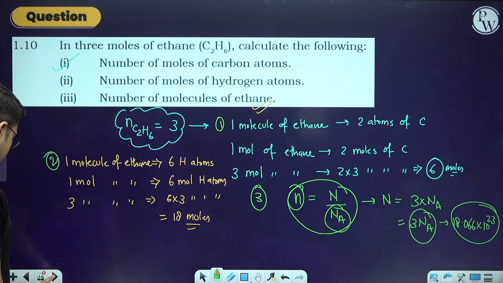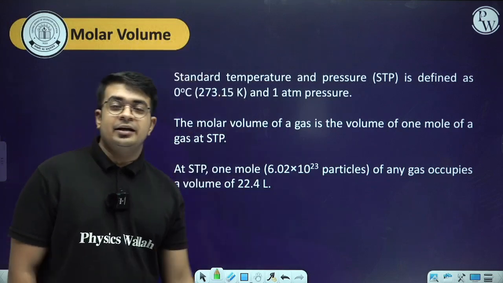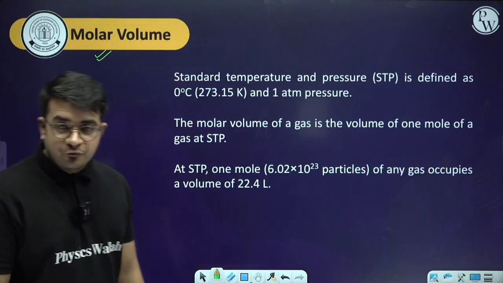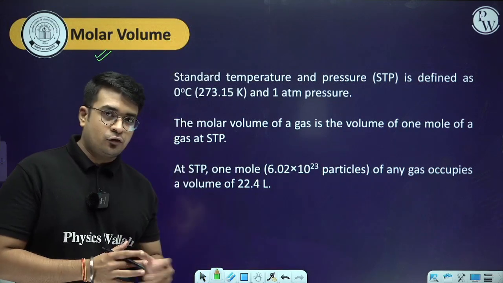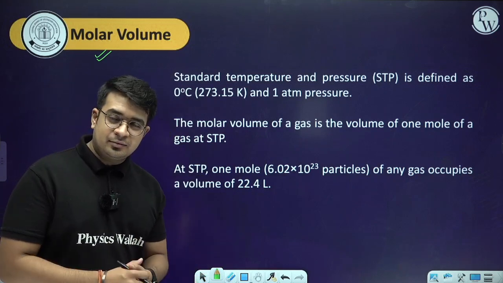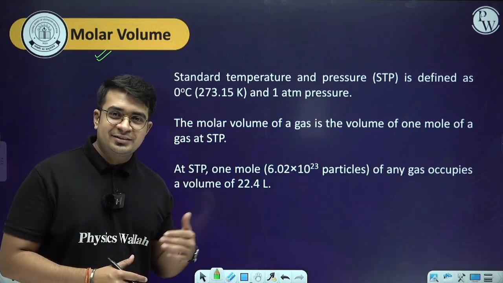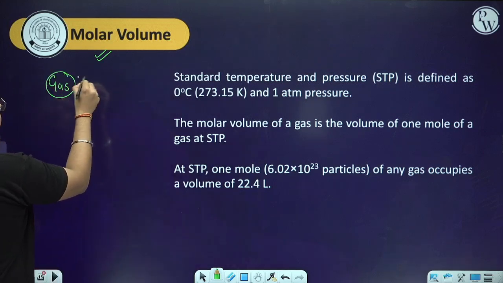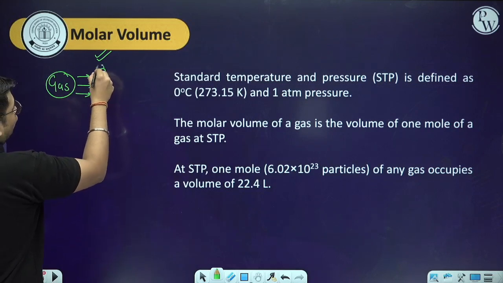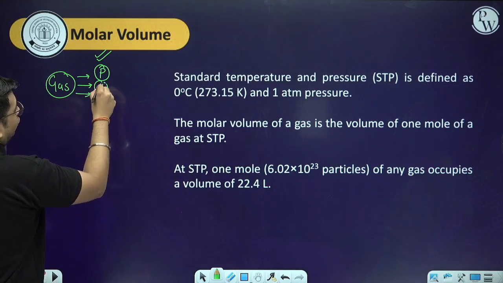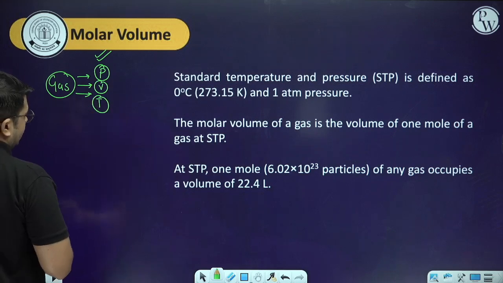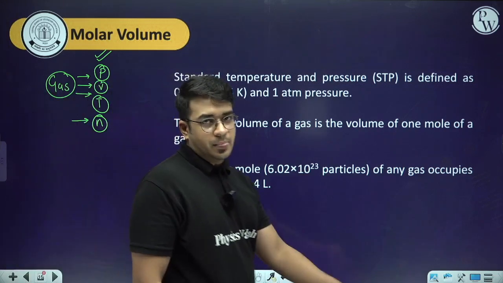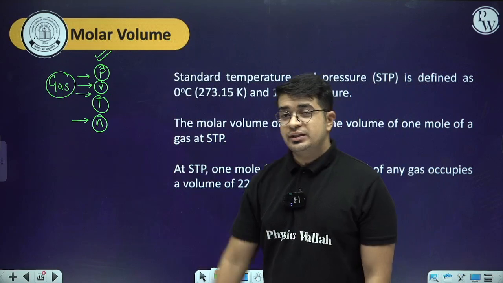Now, talking about the next part. The next part is again related to the volume of gases. First of all, we have to understand the term molar volume, which is generally defined for gases. Whenever we talk about gases, there are certain properties which are very relevant. We need to know about the pressure, the volume, the temperature, and one more, which is n, the number of moles. These are the quantities which are always associated with a particular gas.